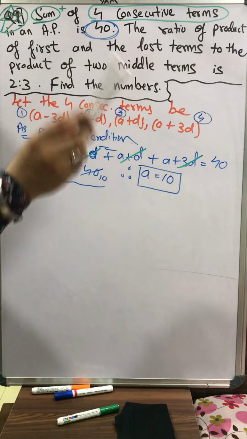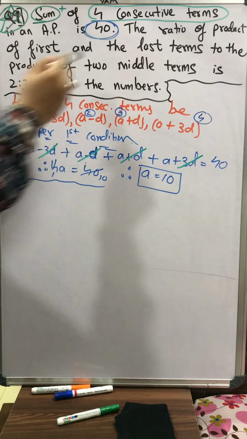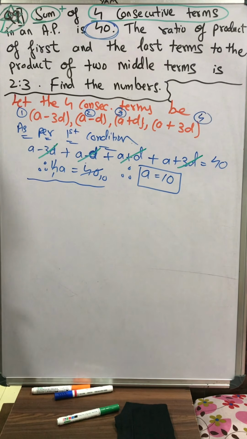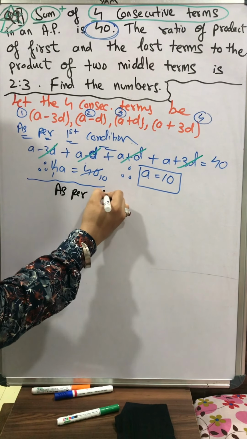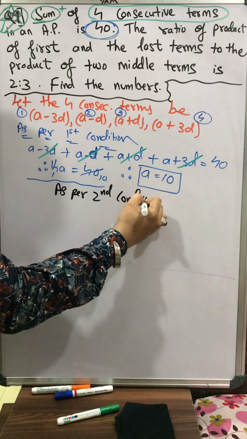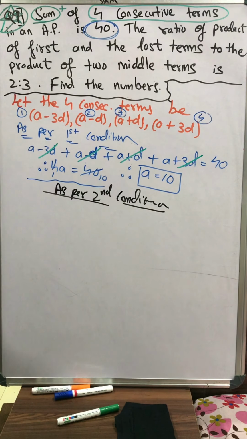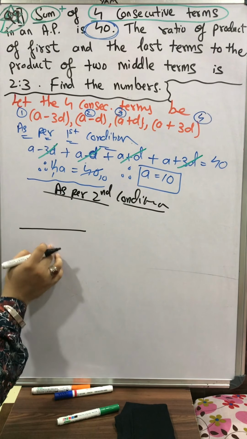The ratio. Now pay attention. This is something important. All eyes on the board. The ratio of. Okay, there is one ratio. So this is my second condition. As per second condition, I'll be writing my second condition. There is one ratio, so I'll put a dash over here, for numerator and denominator.